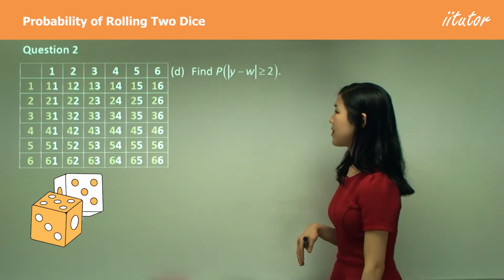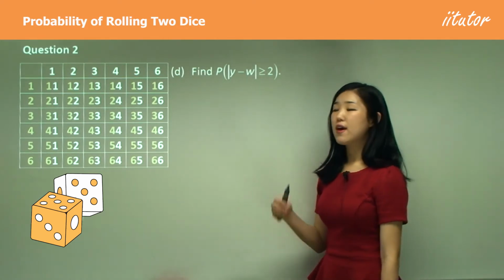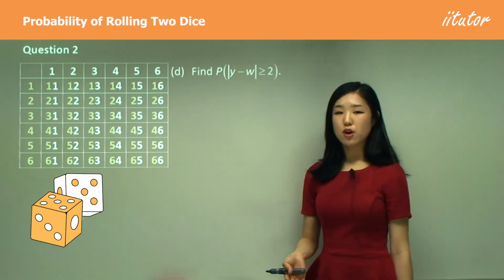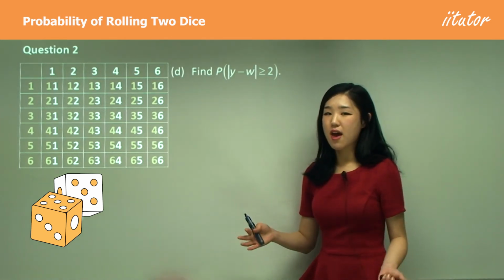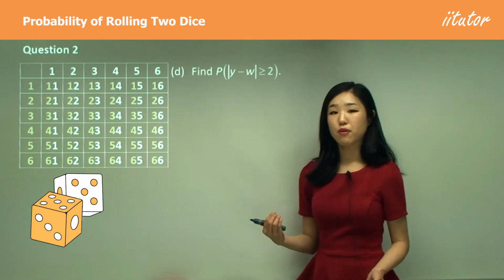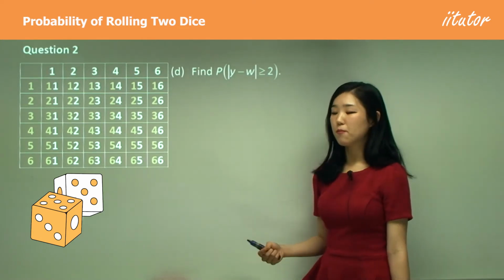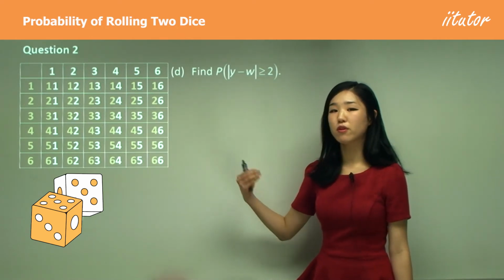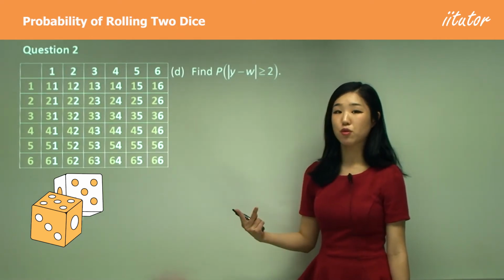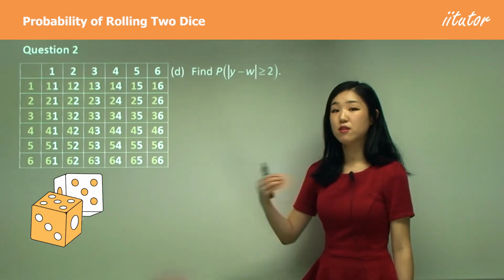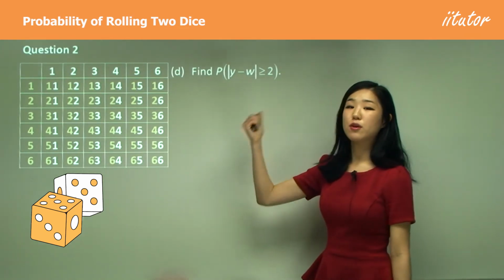Find the probability that the absolute value of yellow minus W, or white, is greater than or equal to 2. The reason why they have the absolute value there is because they just want you to find the difference. So even if yellow is smaller, the difference will always be positive. Even if it's 2 and 4 or 4 and 2, the difference is the same too. That's why we have the absolute value there. But it's just asking you to find the difference that is greater than or equal to 2.